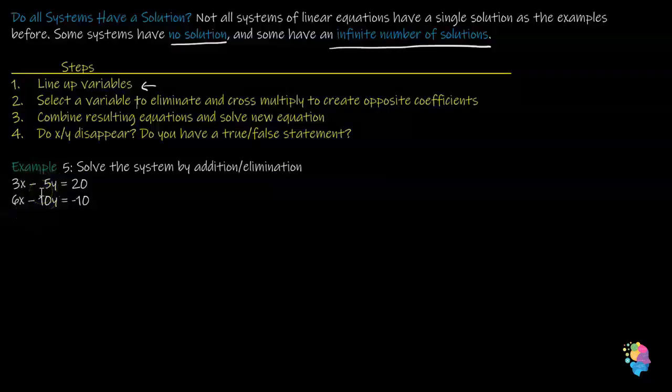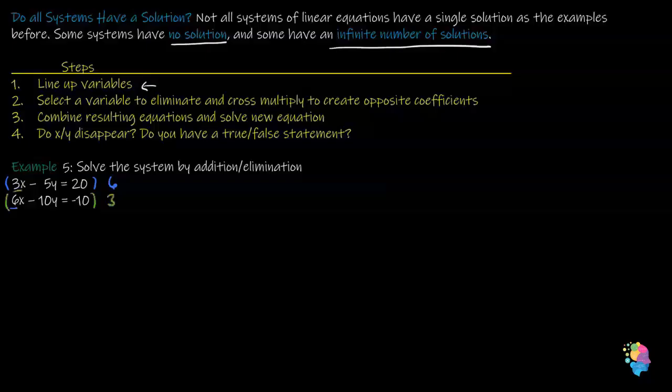So what I'm going to do is I'm just going to select to eliminate the x. Since this time the signs are not opposite, I don't have a preferred variable to eliminate. So I'm going to eliminate the x's. That means that the first equation is going to get multiplied by 6 because that is the coefficient of the second x, and that's the variable I decided to eliminate. And then I'm going to multiply the second one by 3.